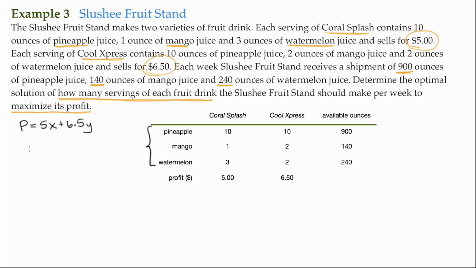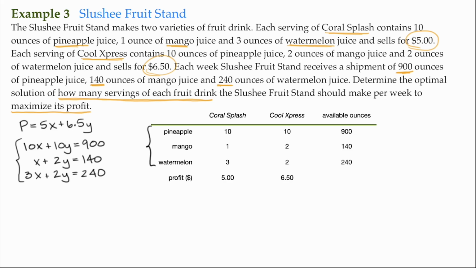So we'll write that down. We have 10X plus 10Y equal to 900. Again, X is the Coral Splash and Y is the Cool Express. X plus 2Y equal to 140. And then 3X plus 2Y equal to 240. And then we'll close off our system.